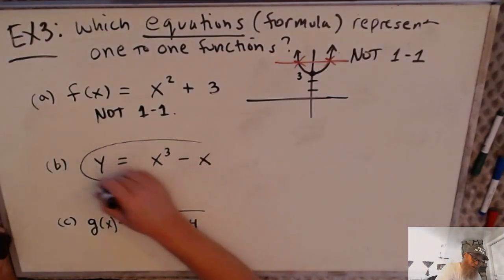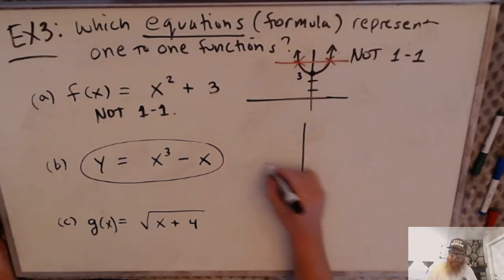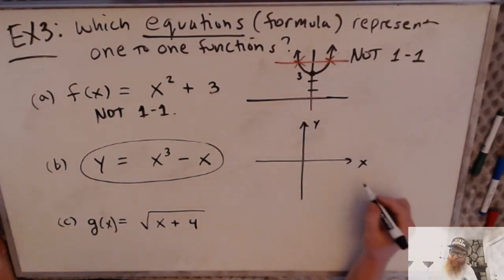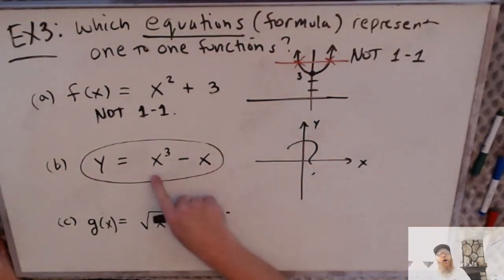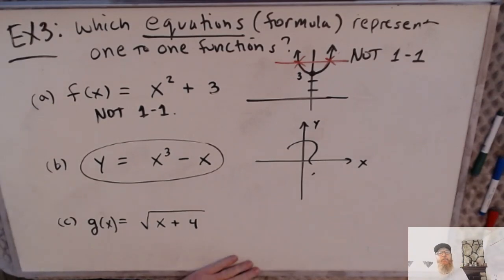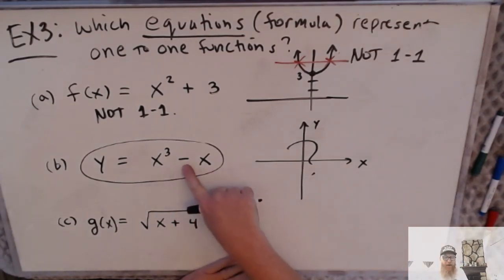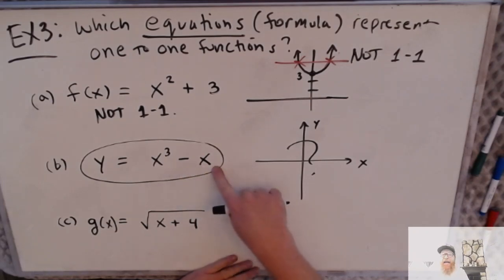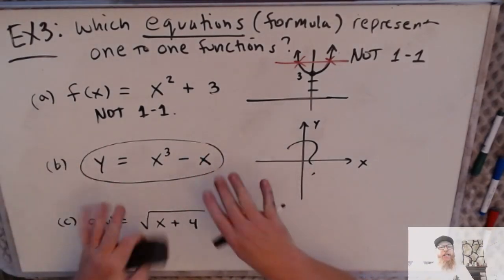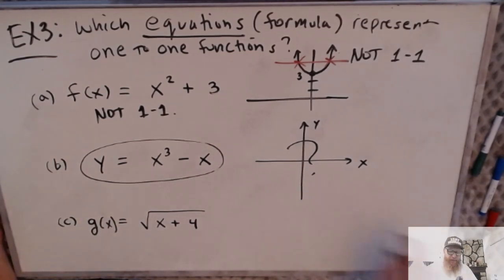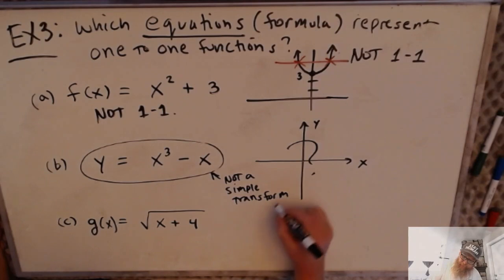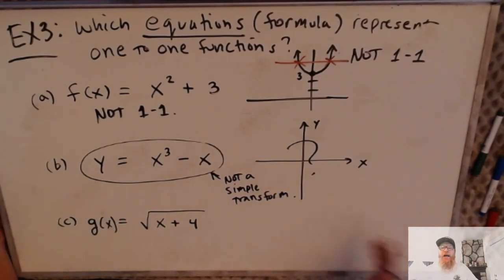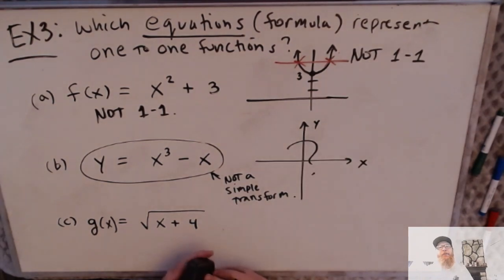All right, how about this one? Y equals x cubed minus x. Not so easy. This graph's a little bit more complicated to graph. All right, if it was x cubed minus 5 or x cubed plus 10 or something like that, it would just be a vertical shift and it might be a little easier. All right, this is not a simple transformation. Yeah, so it's not going to be a quick graph like I was able to do here.